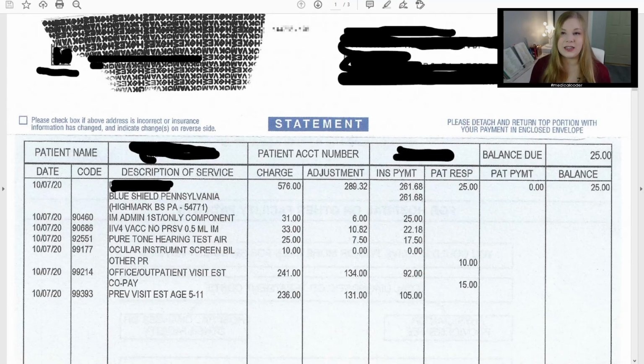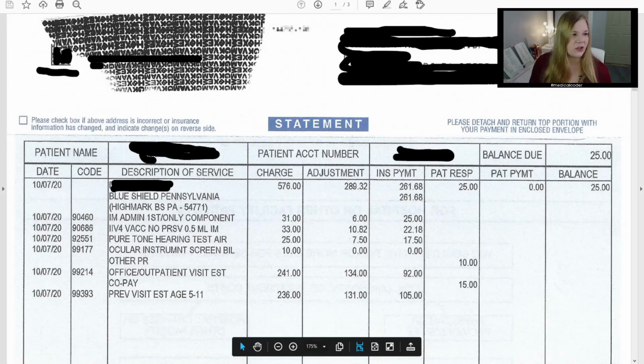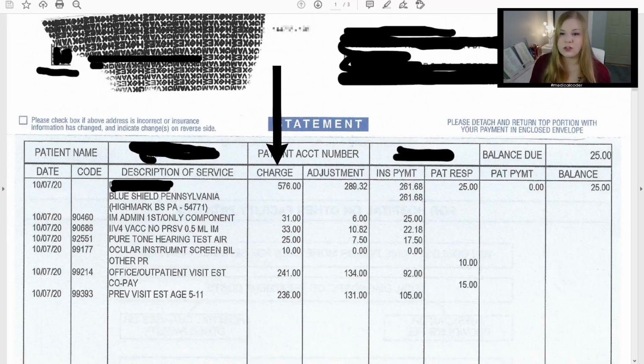So the first thing you're going to see here on that top line is how much this total was. So this was the total charge that was sent to the insurance. So this provider billed $576 to the insurance, and they adjusted off a good amount of it, $289.32. So that insurance payment is basically saying, you know, the provider billed you this much, but we have a contract with you. We're only going to pay you a portion of that. So we have this contract and we've agreed that we're only going to pay a certain amount for types of services, and you're going to adjust off the rest. The patient responsibility total is $25, and then there's that balance due of $25.